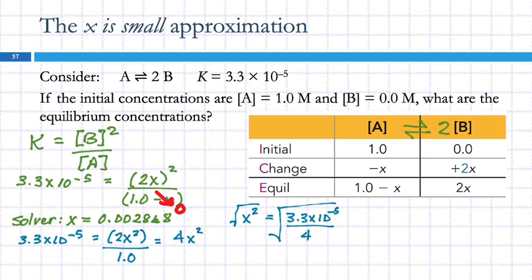So then what I've got is the square root of 3.3 times 10 to the minus 5 divided by 4. So this tells me that x is equal to 0.00, kind of messy, 2872. Are those x's close to each other? 0.002868, 0.002872. Yeah, those are really close.